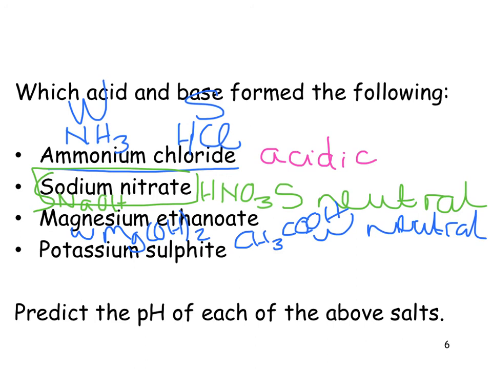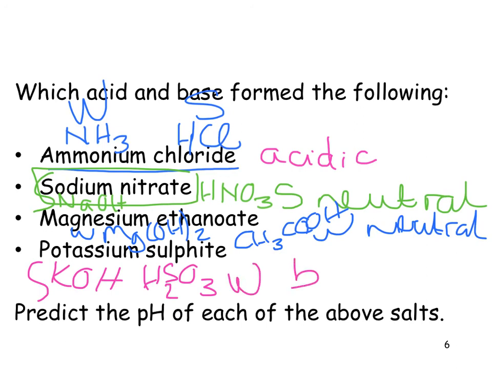Let's take potassium sulfite, which would have come from potassium hydroxide, which is a strong base. Sulfite is the SO3 ion, and that comes from sulfurous acid, which is a weak acid. Therefore, we get a basic endpoint. Why? Because the strong base wins the fight.